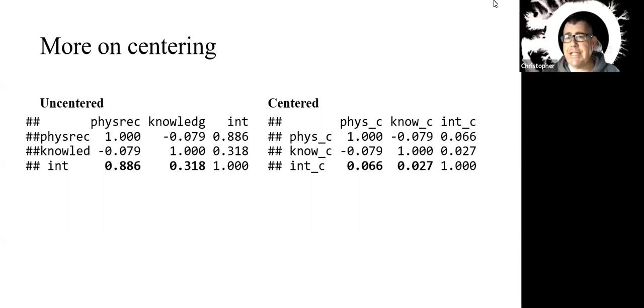However, simply centering the variables, that is, centering them on their mean, which means that we're taking each variable and subtracting from it the mean value, which means that your new mean is now 0, dramatically reduces that non-essential multicollinearity. Now you can see the correlations are much smaller, 0.06, 0.027. So it really does make a big difference.